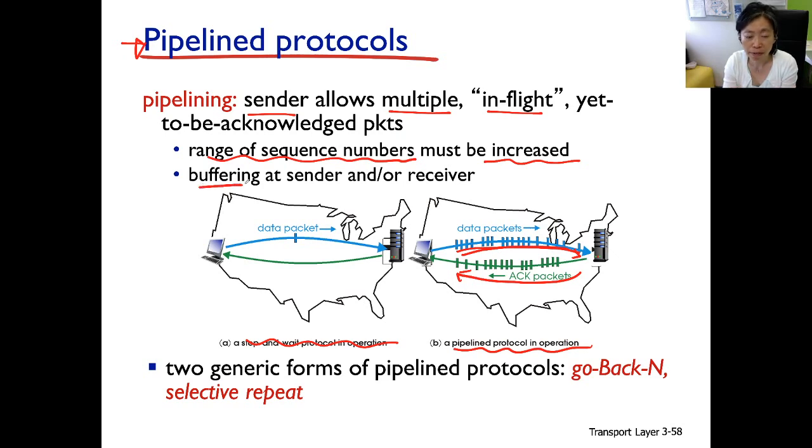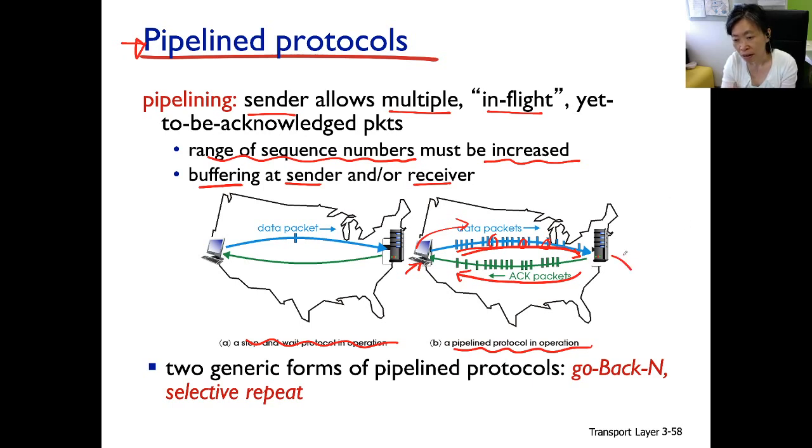And we'll need buffering at the sender and the receiver side as well. Because, hey, what if multiple of these packets in flight are dropped? They need to be retransmitted again. So a buffer at the sender side is definitely required to store those packets that are not yet acknowledged.